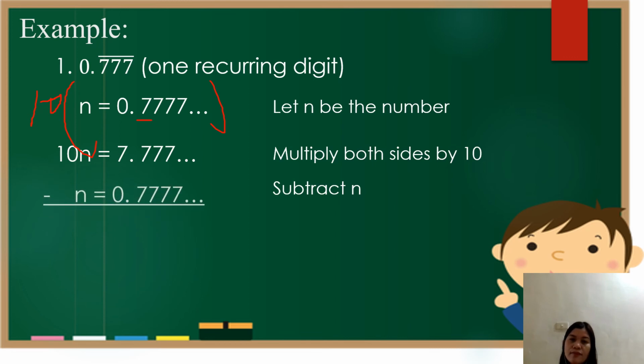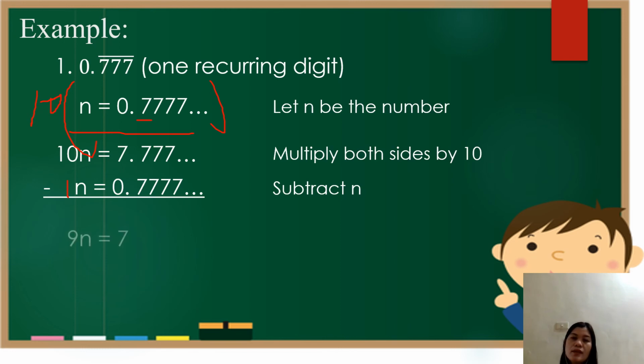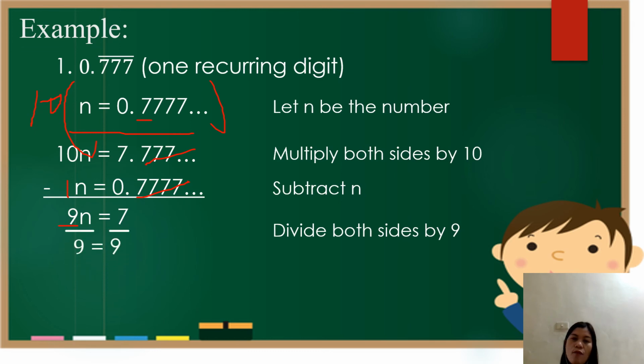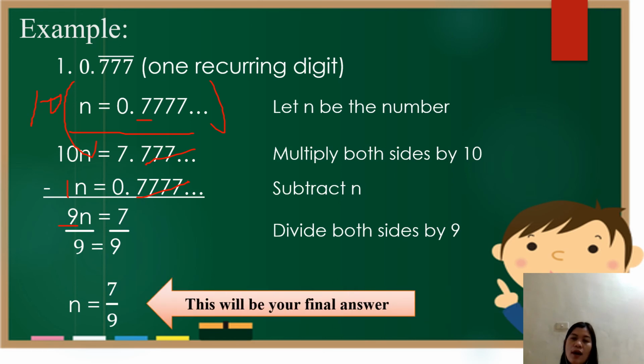Subtract n. Okay, where does the n come from? This one. Let's understand that there is 1 as our numerical coefficient. 10 minus 1, then 7.77 minus 0.777. So this one here, 10 minus 1 is 9n. So this one will be cancelled. So let's have here 7. So eliminate this. We are going to divide both sides by 9 since 9 is the numerical coefficient here. Okay, so therefore, n is now 7 over 9. So this is our final answer.